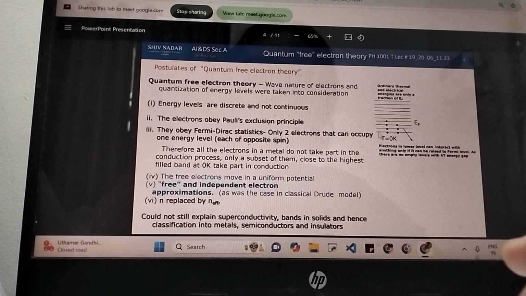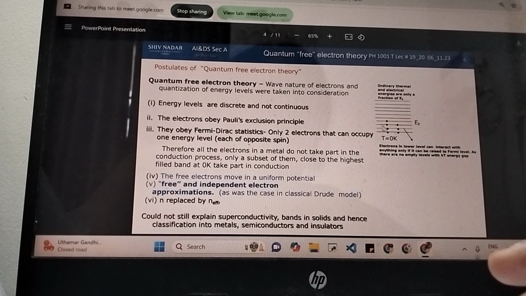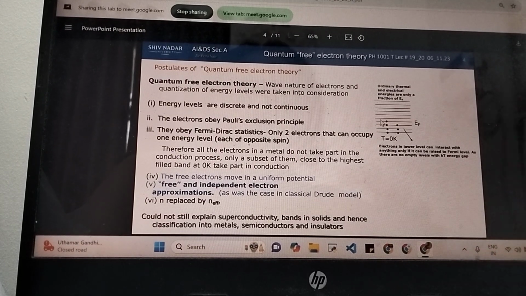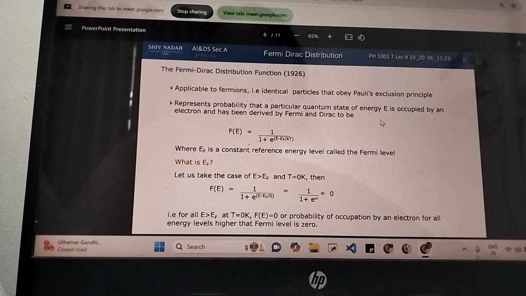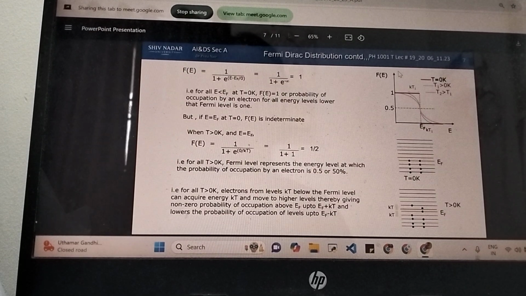And every level less than EF at 0 Kelvin is definitely occupied. Probability of occupation is 1. And EF itself, you cannot mathematically define whether it is occupied or not. Such a level is called the Fermi level at 0 Kelvin. Okay, so at 0 Kelvin, that is how we define the Fermi level.